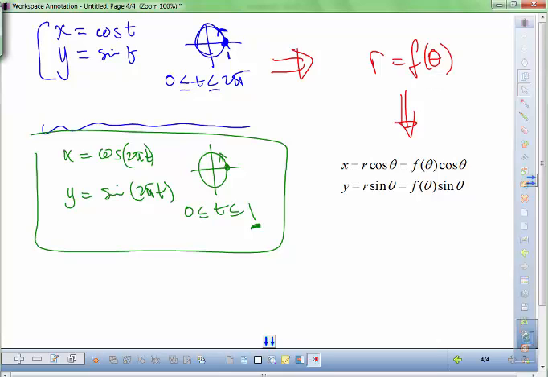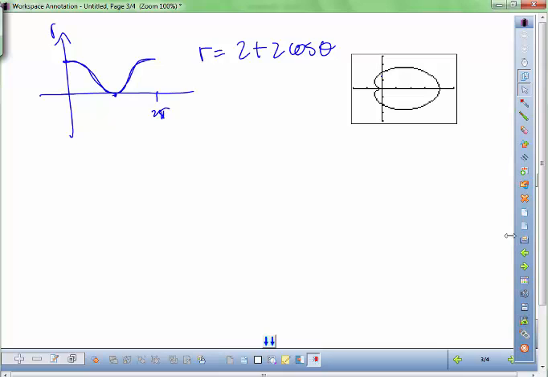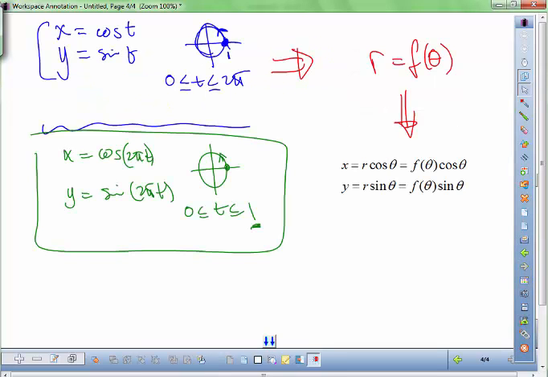So in the example that we had, let's draw this cardioid now. I'm going to draw the cardioid using parametric equations.